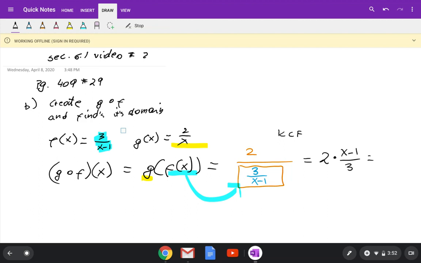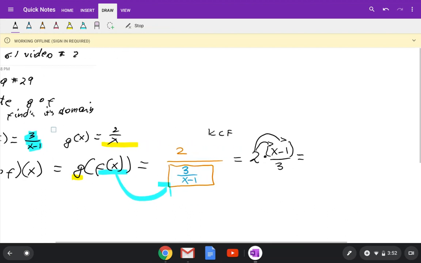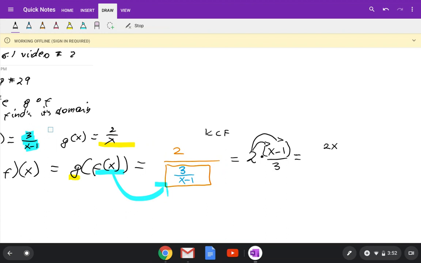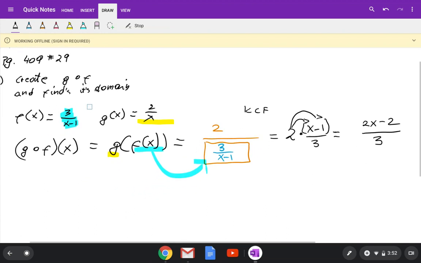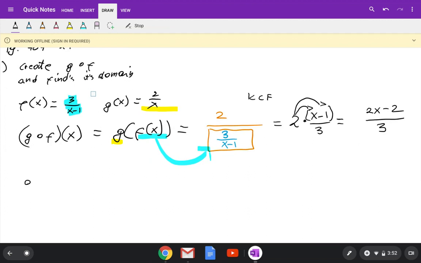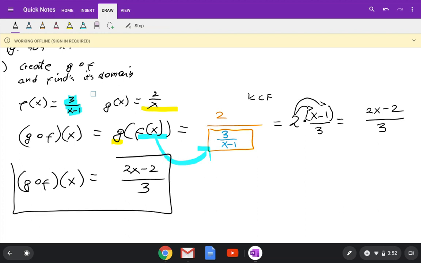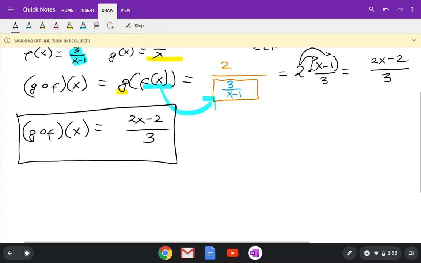And now you have a number multiplied by a fraction. That means you only multiply the numerator by 2. So we end up with 2x minus 2 over 3. So this is our composite function, g composed with f of x, which has the equation 2x minus 2 divided by 3. Now, when we have the composite function, we need to find its domain.